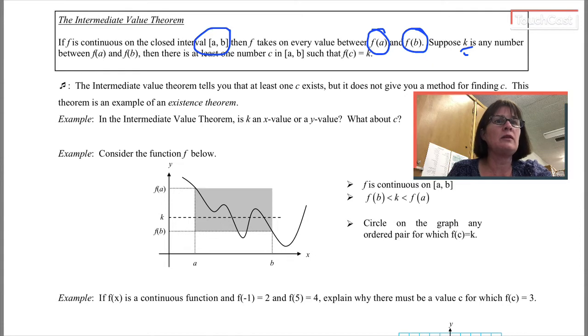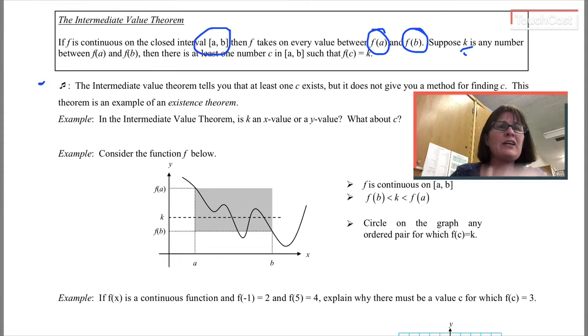So, important idea number one. The intermediate value theorem is an existence theorem. It tells you that at some point between a and b, you will find a c, which is the input that gives you an output of k. It does not tell you how to find it, or guarantee the number of times it could happen. It could happen multiple times. It could happen infinitely many times. So, existence theorem. It just tells us that it must happen at least once.